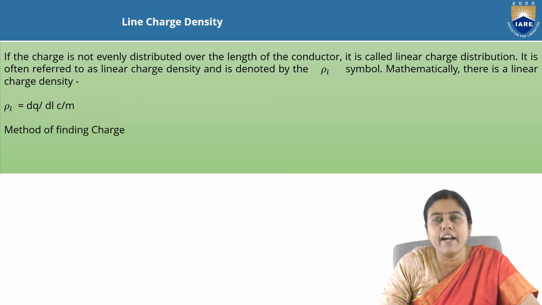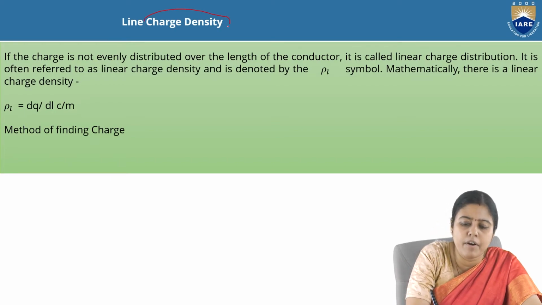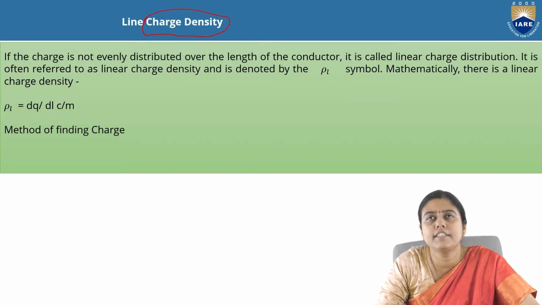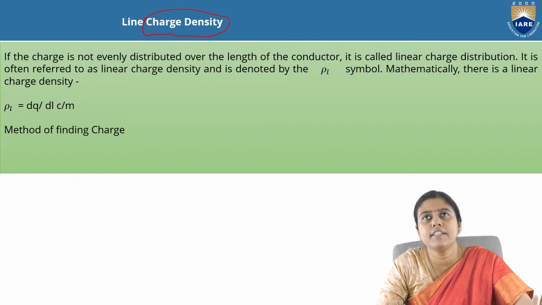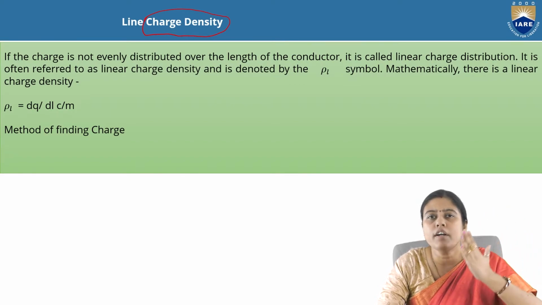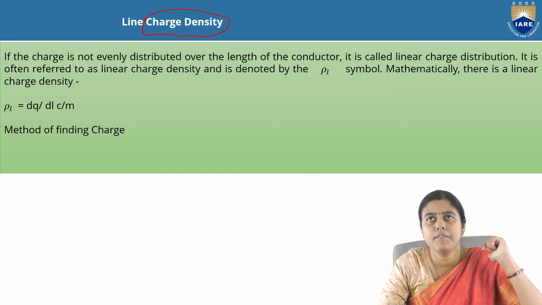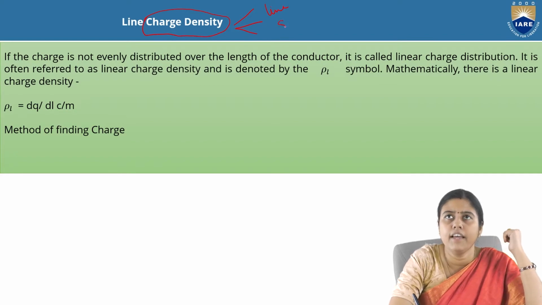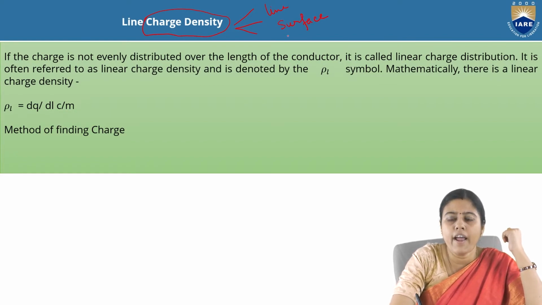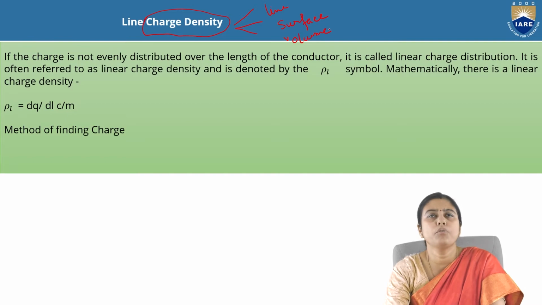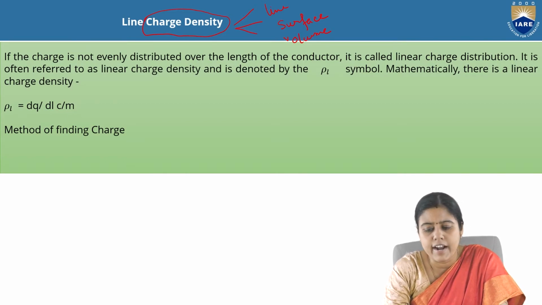Now we are coming to the charge density. What is the meaning of charge density? Charge density means the charge per unit length, area, or volume. So charge density is basically of three types: line charge density, surface charge density, and volume charge density. First, we will discuss the line charge density.